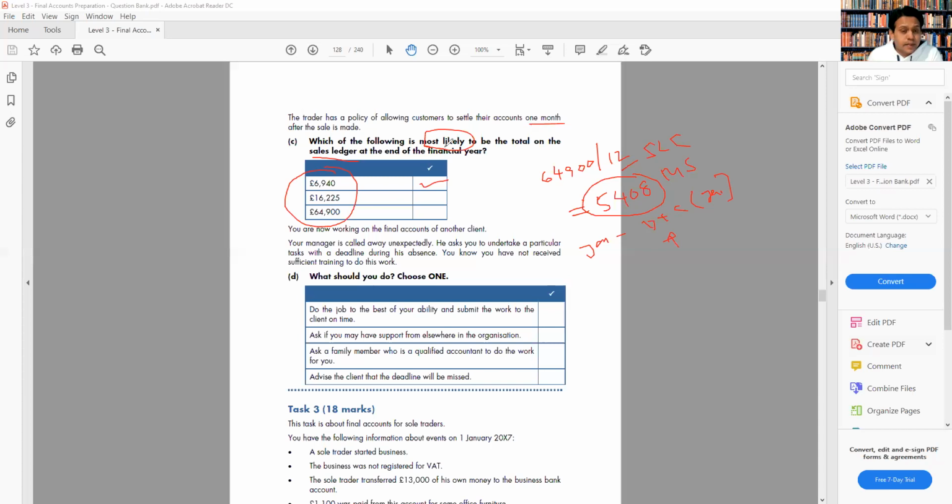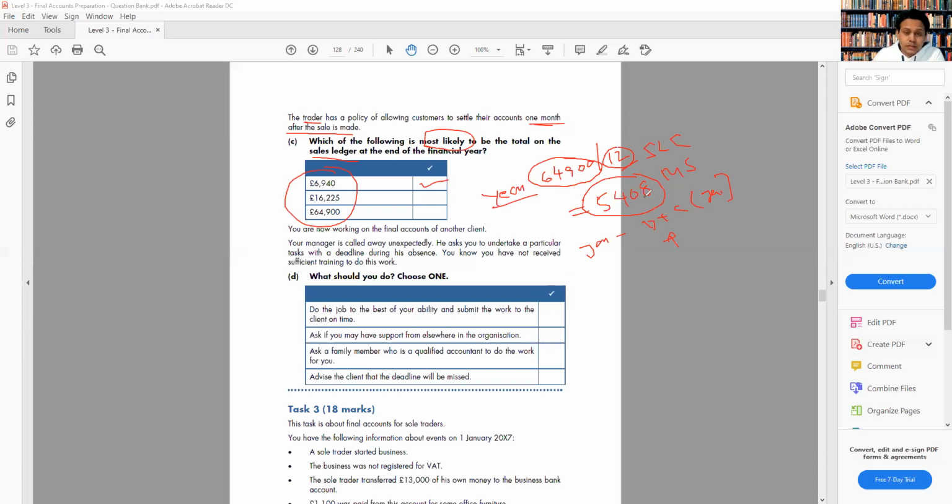Yes, Carmen, I can explain again. So basically the question is saying the company allows 1 month after the sales is made. So when I make a sale, I give 1 month credit to the customer, so the customer can pay me after 1 month. So for the whole year, I make sales of 64,900. So if I divide by 12, that gives me the monthly sales of 5,408. That's my monthly sale roughly.